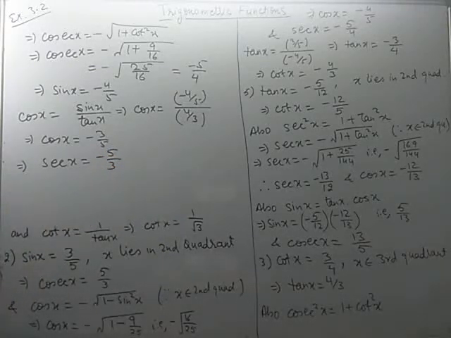So children, you can see if one trigonometric function is known to us, using that the remaining 5 can be quickly evaluated. We only need to know the nature of the angle x.